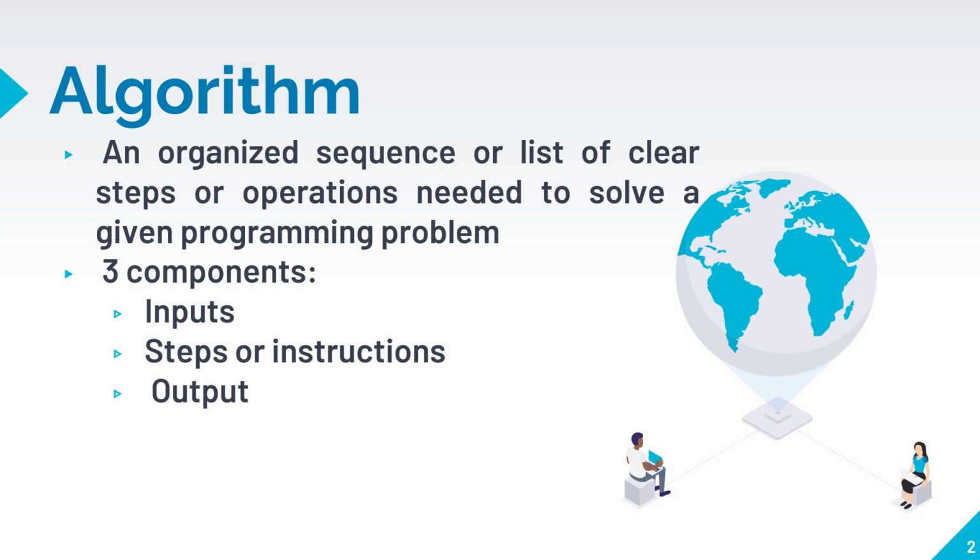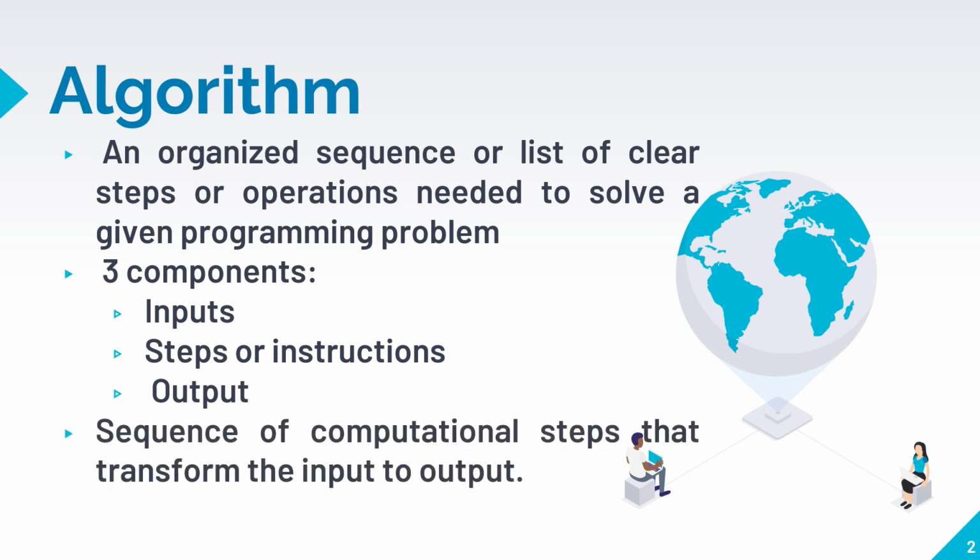Say for example, we will compute for the sum of two numbers. We have to take into consideration the inputs, the steps, and the output. If we have that problem, our input are the two numbers, the steps or instructions. Since we are computing for the sum, we have addition, and the output is of course the sum. It is also a sequence of computational steps that transform the input to output.